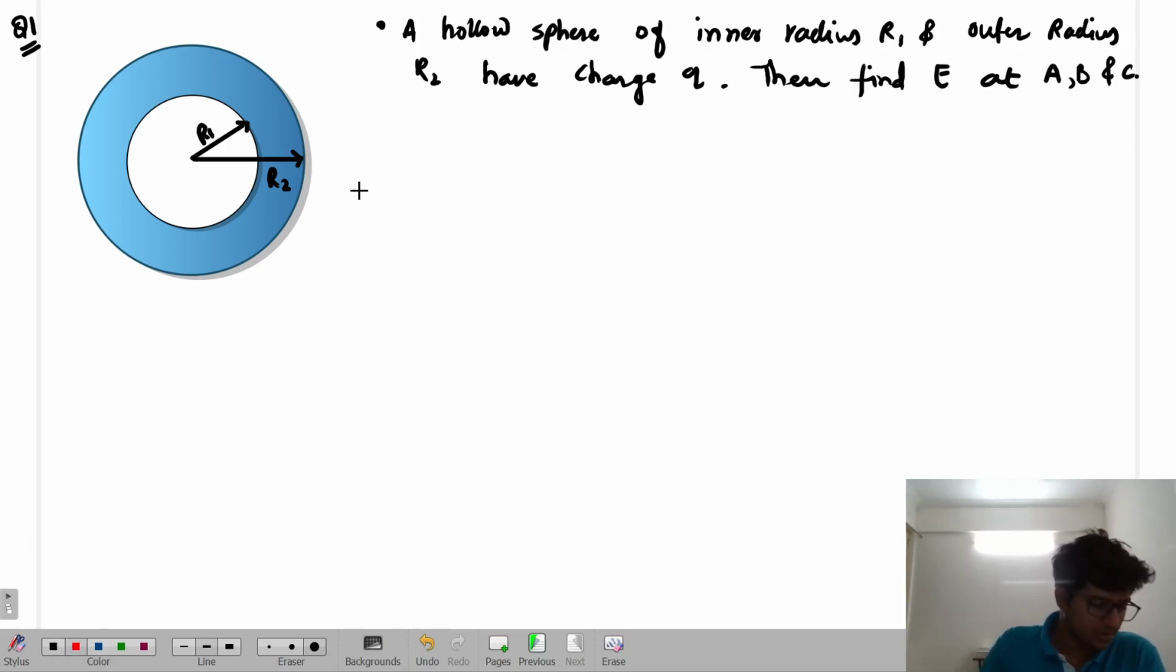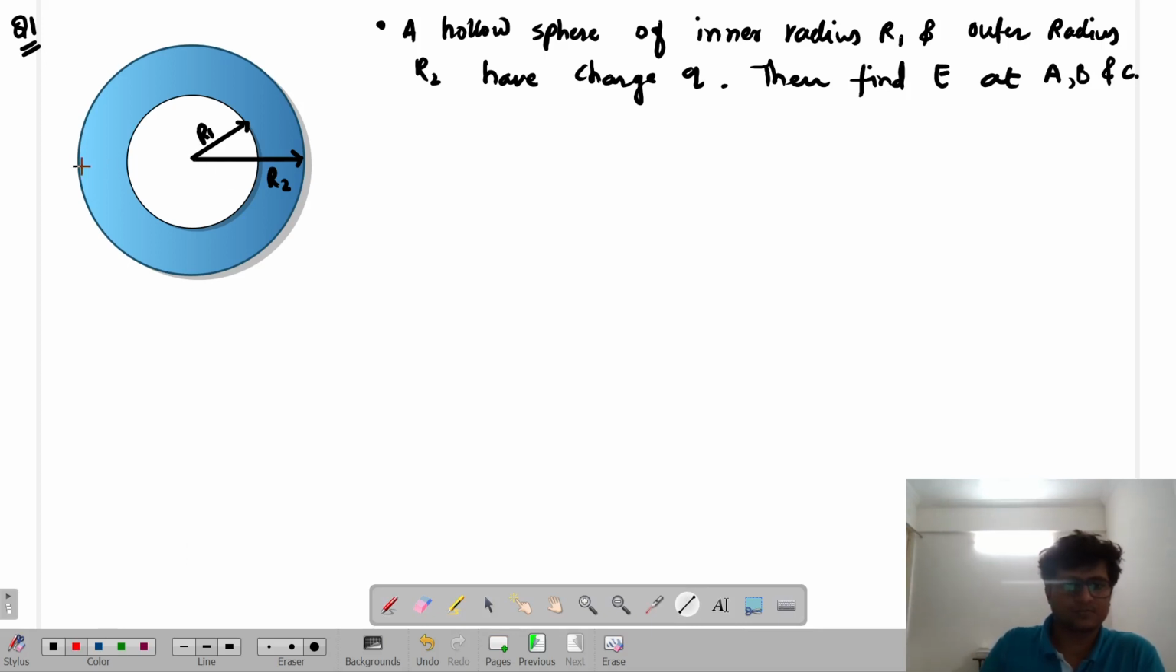I'm marking the points. A is outside, this is point A, okay, or no, this is point C, and then we have point B over here, and then we have point A. Again, A is located from center at A distance, B is located from center at B distance, and C is located from center at C distance. Is that clear?